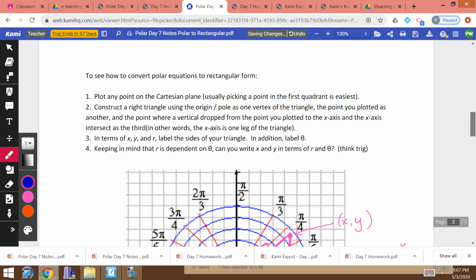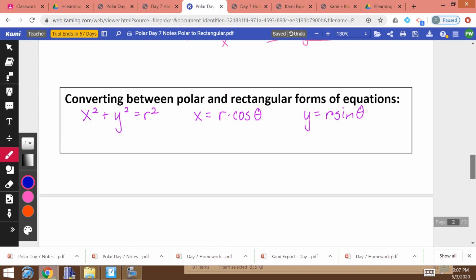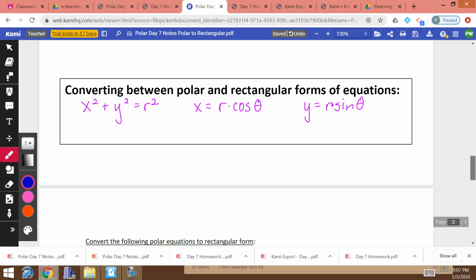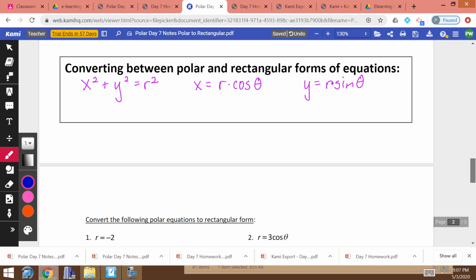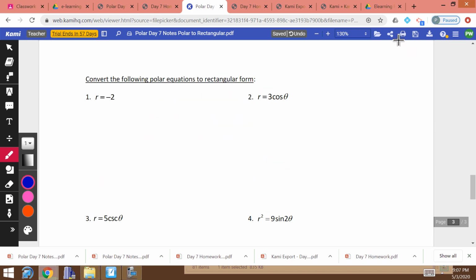What you're going to be looking at, you won't have to graph on your homework, but you want to keep these 3 things in mind. The x squared plus y squared is r squared. X equals r times cosine theta, and y equals r times the sine of theta. Those are the 3 big things, and that's what we're going to do right here. So we want to convert it to rectangular form. The big thing to remember with rectangular form is there's no r and no theta. We don't want those in our final answers. We only want x's and y's in our final answer, and other numbers, of course.